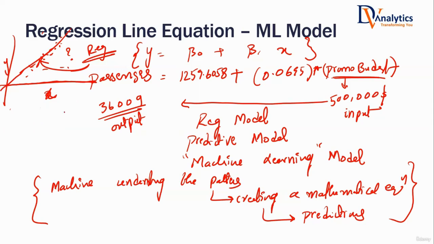Sir, I have a question. Yeah, please go ahead. Based on the target variable, what we have calculated is that if we are spending 5 lakh rupees on the promotional budget, then we will have a predicted amount of 36,009 passengers. How can we come to know that promotional budget is the only variable that is going to affect the number of passengers? There might be some other variables as well. That is also we're going to discuss.